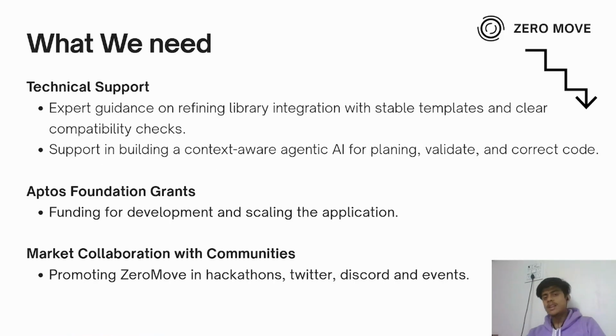This is the help we need from the Aptos Assembly program. First is technical support in refining our library integration and making our agentic AI pipeline more robust and more accurate. Additionally, we need funding for the development and scaling of the application to a mass audience, and also help with promotion in hackathons, on Twitter, and on other social media channels.